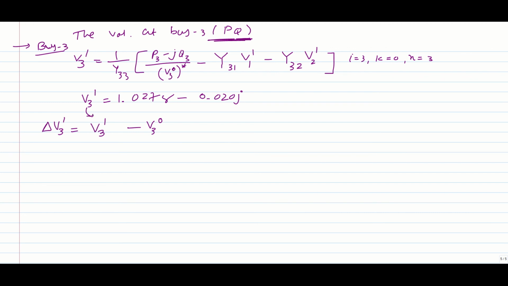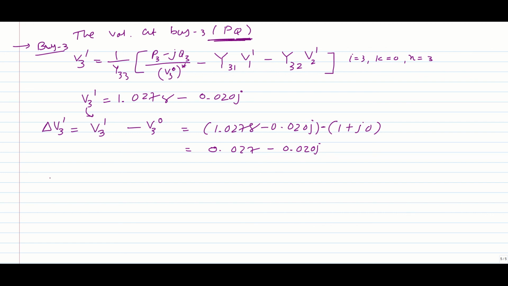V31 we have calculated over here. So it is 1.0278 minus 0.020 J into bracket V30, which is 1 plus J0. So the change in voltage at bus number 3 is 0.027 minus 0.020 J.